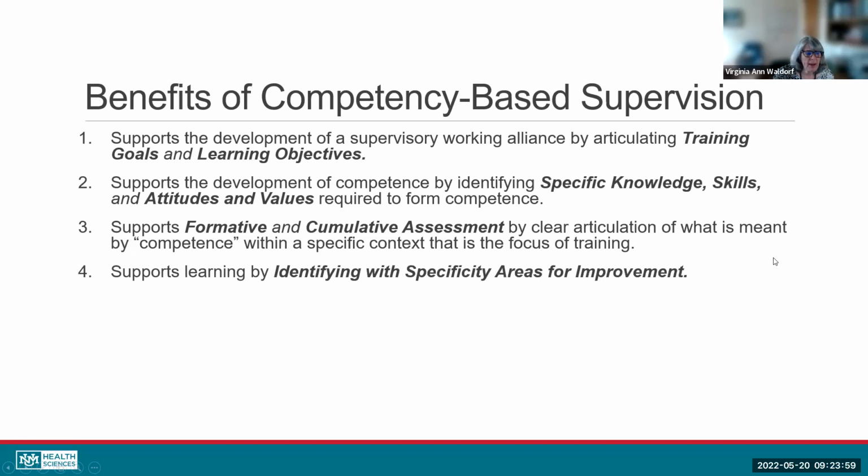It supports learning by identifying with specificity areas for improvement. And so, you know, somebody is not applying a particular approach, whether it's CBT or psychodynamic or supportive, and you kind of miss that there, and it's related to these particular behaviors that I saw, which are not in line with the practice, or these are the things I didn't see, which are in line.